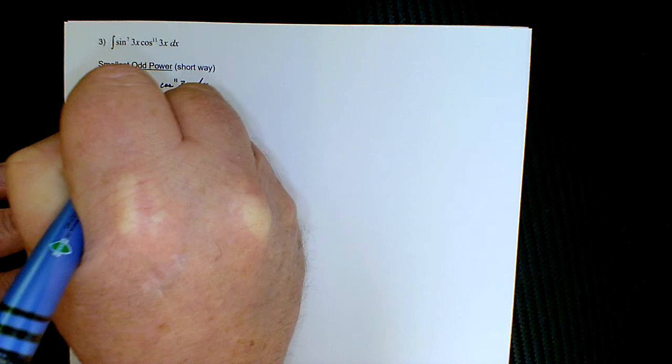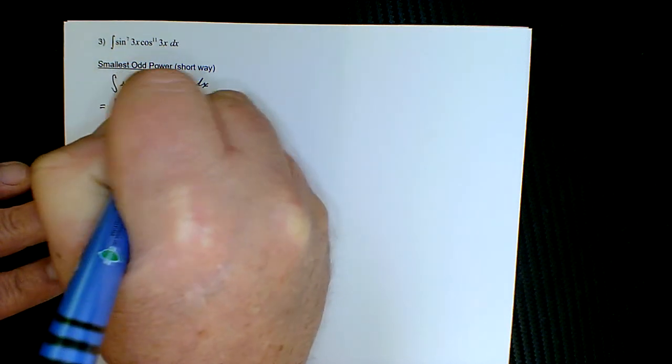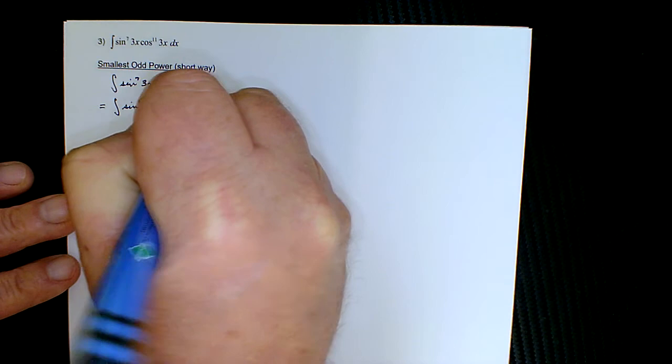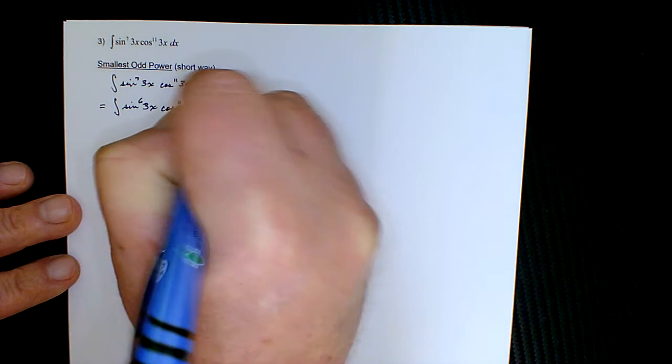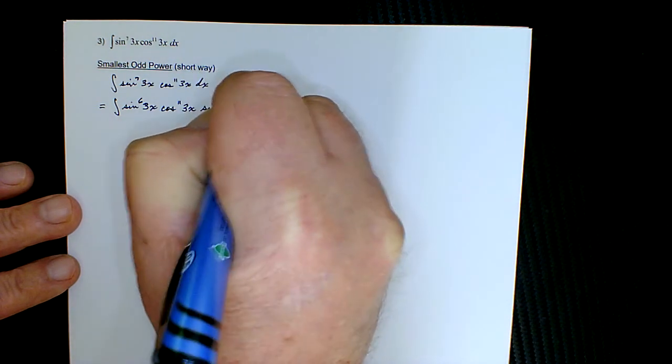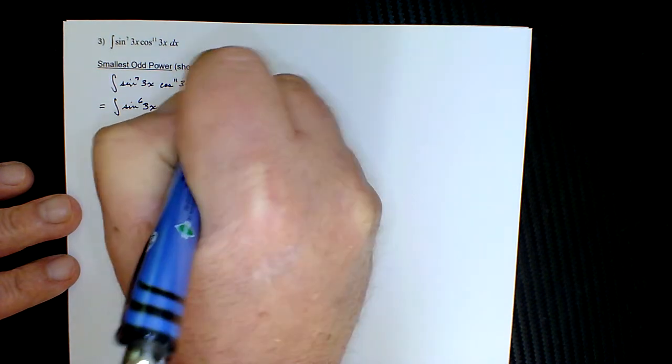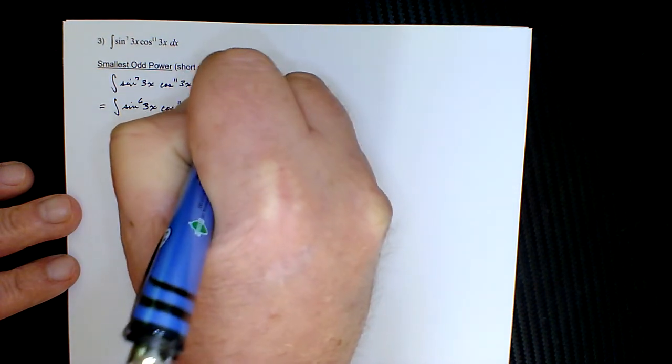So we'll take one factor away from sine to the 7th. We're left with sine to the 6th of 3x. Recopy cosine to the 11th of 3x. And the factor of sine of 3x that we borrowed, we push over with our differential dx. Go so far as to box it off and write the word save.